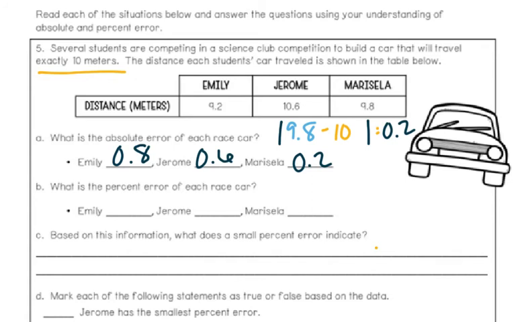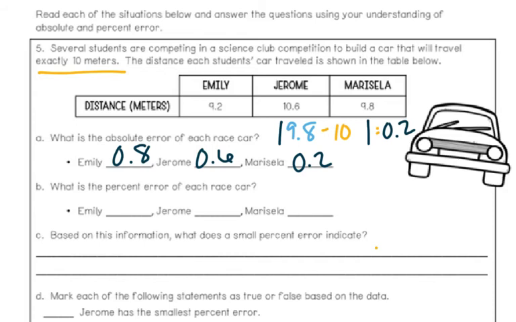Finally, we can find Maricella's absolute error using the same formula. In this case, her measured value is 9.8 and the exact value stays the same at 10. Once we find the difference, we get that absolute error is 0.2.